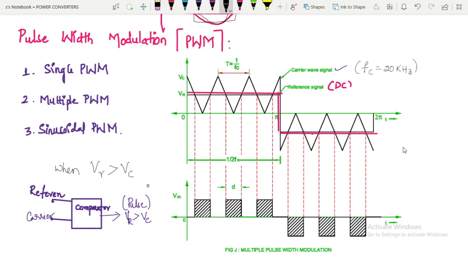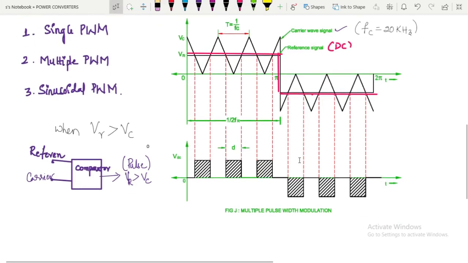Okay, so if you observe here, we are getting a pulse when the reference voltage value is greater than the carrier voltage. Here you can see the black color one is less in this region compared to the pink color one. That means VR is greater than VC in this region and we are getting a pulse here. Similarly here also. So we are getting 3 pulses in 1/2 cycle, either in the positive or in the negative half cycle.